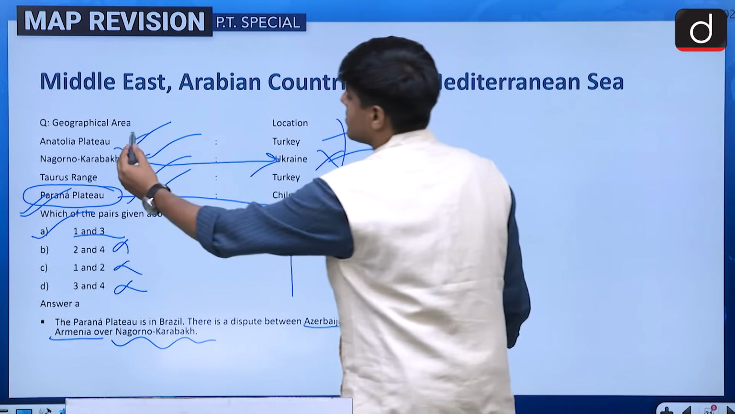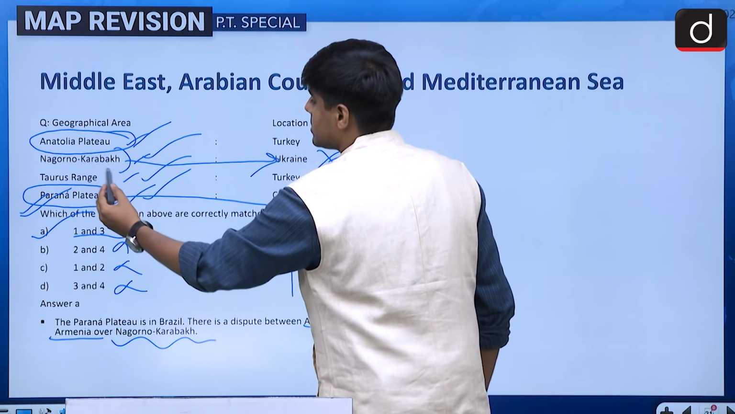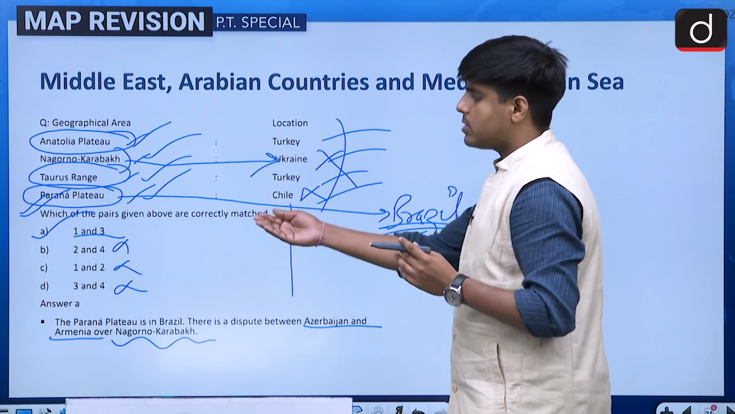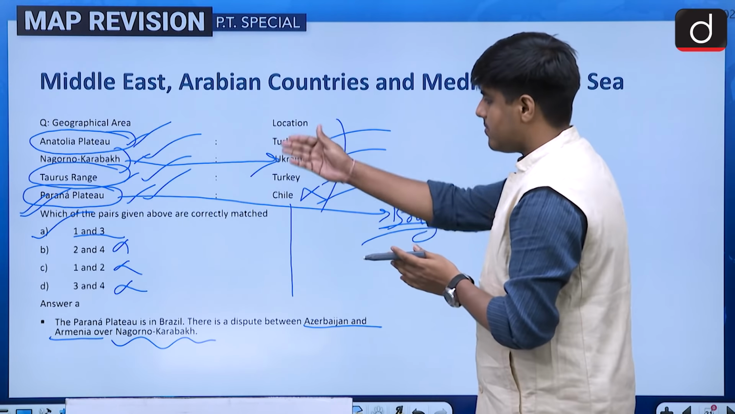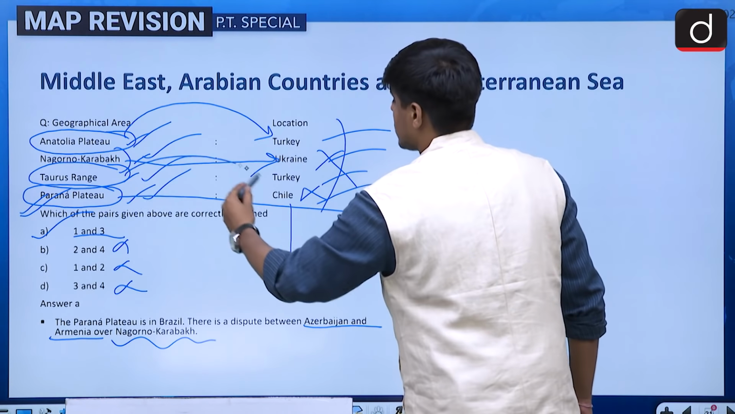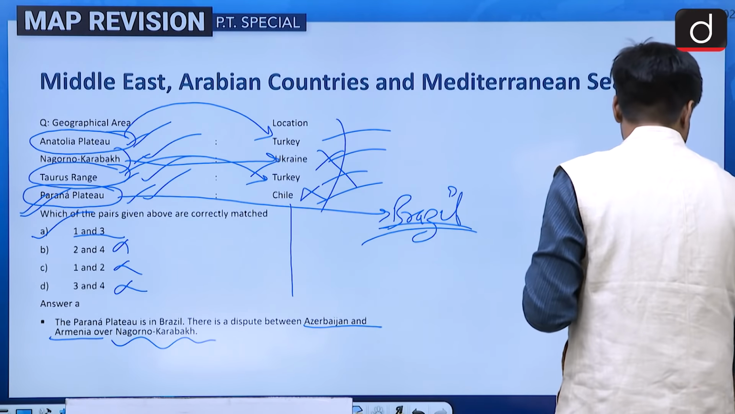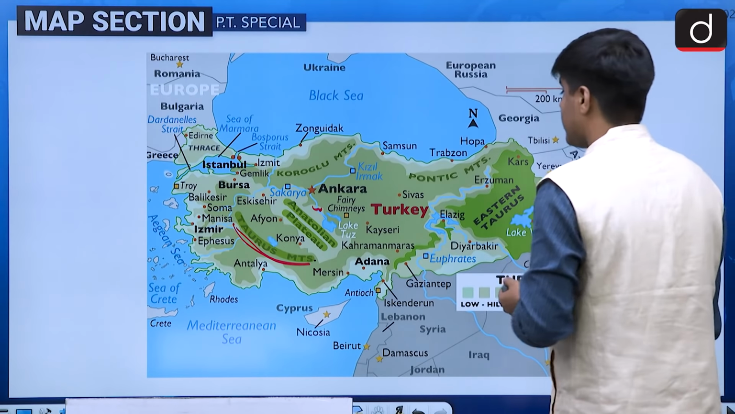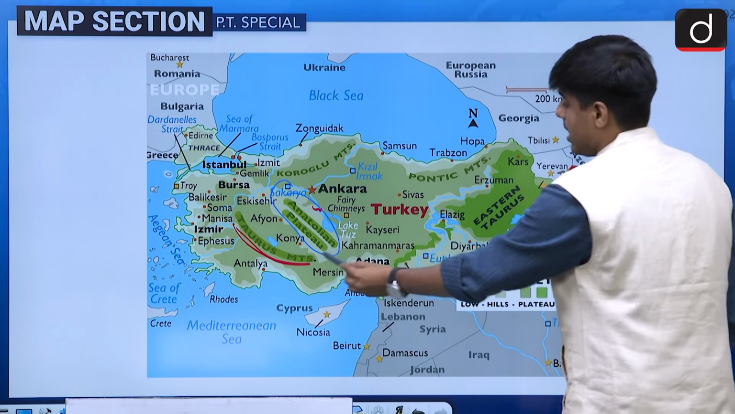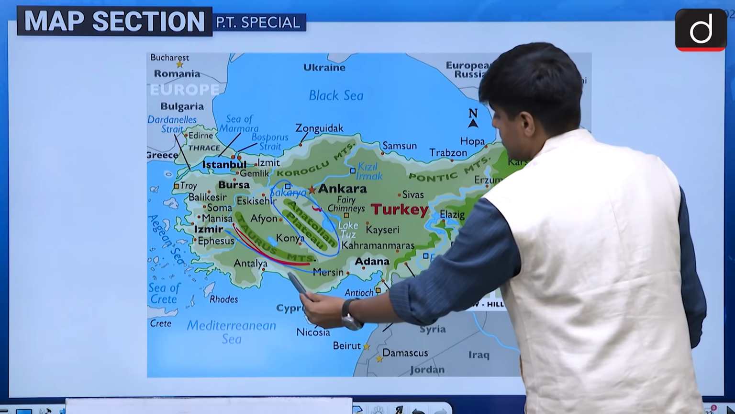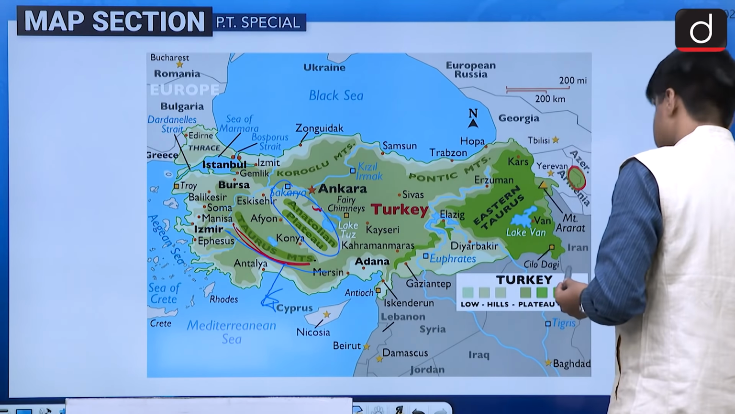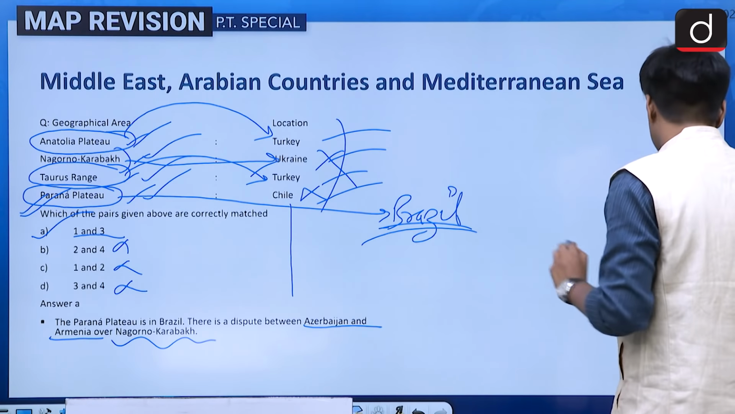But we should also know where exactly Anatolia Plateau and Taurus Range are, without elimination practice. Elimination is for the exam. Here, since we are practicing, we need to know where they are really located. Anatolia is in Turkey and Taurus Range again in Turkey. Let us have a look at the map. You can see Anatolia Plateau here in Turkey and Taurus Mountains, a very important mountain range, again in Turkey. So these are the options here.